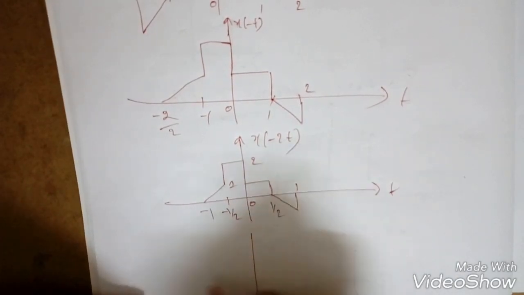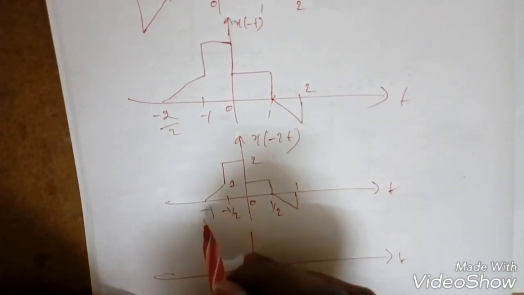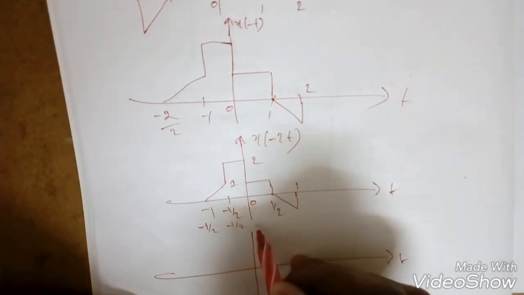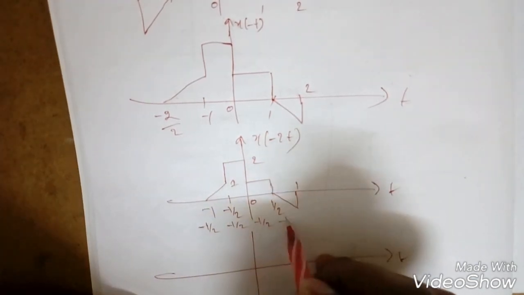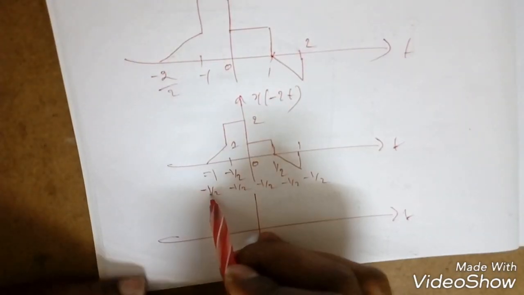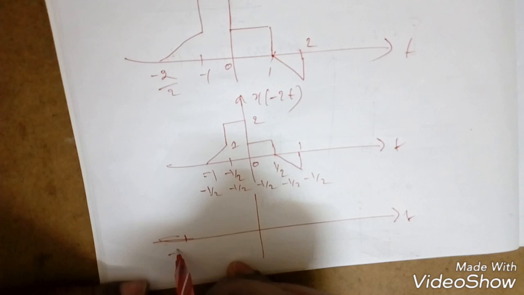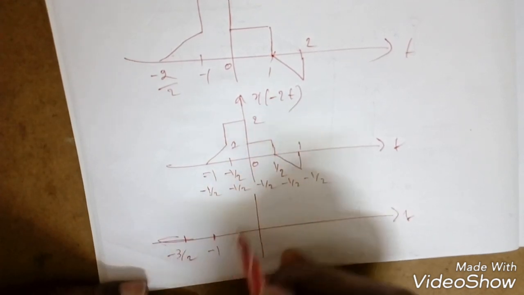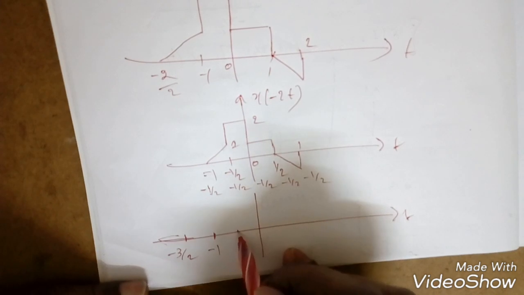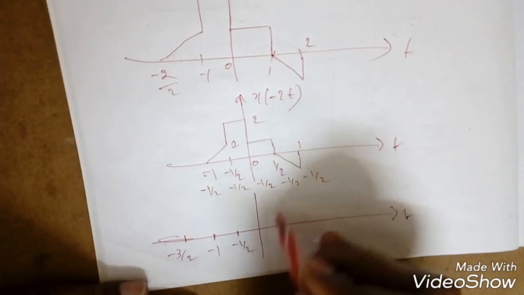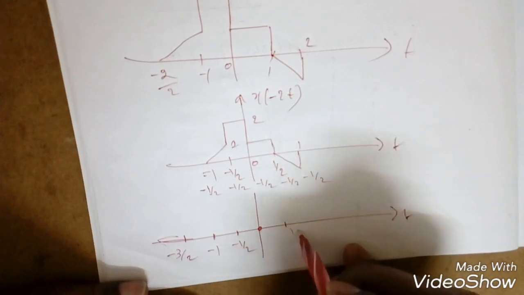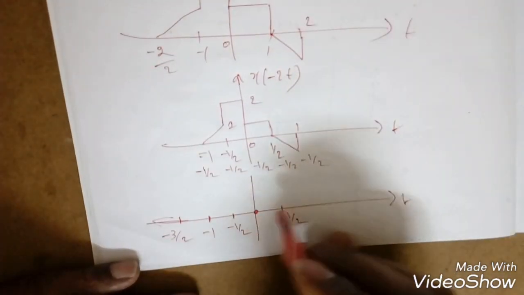That means the left shift. For each and every point, add minus 1 by 2. Minus 1, minus 1 by 2 will become minus 3 by 2. Minus 1 by 2, minus 1. 0 minus 1 by 2 will become minus 1 by 2. 1 by 2 minus 1 by 2 is 0. So 1 minus 1 by 2 will become 1 by 2. So these are the points.